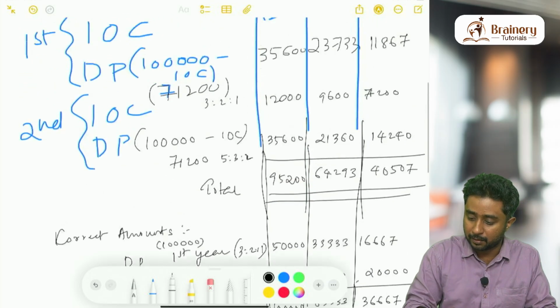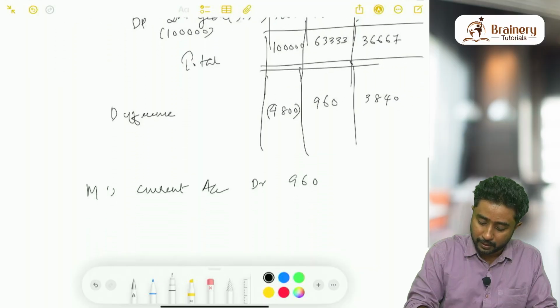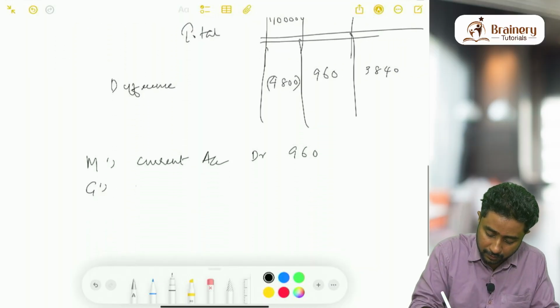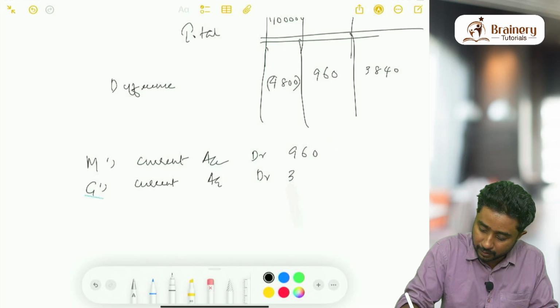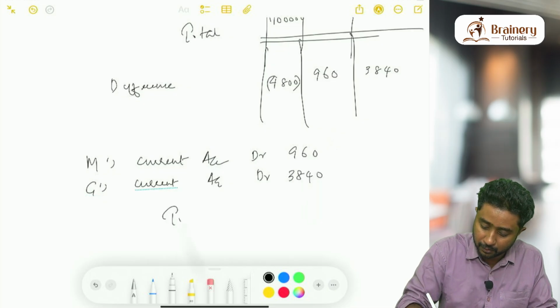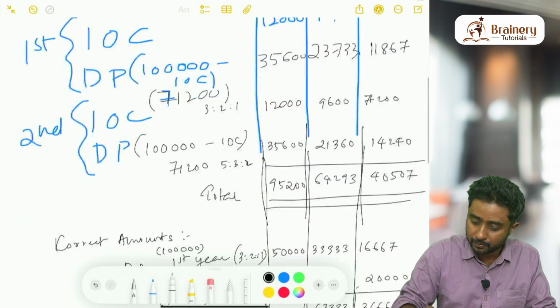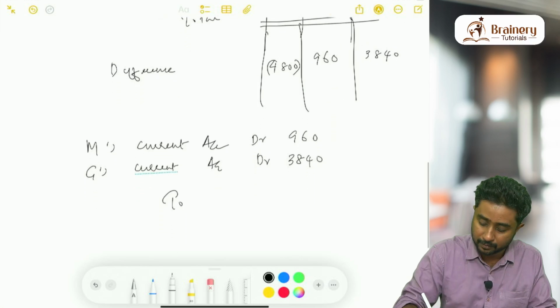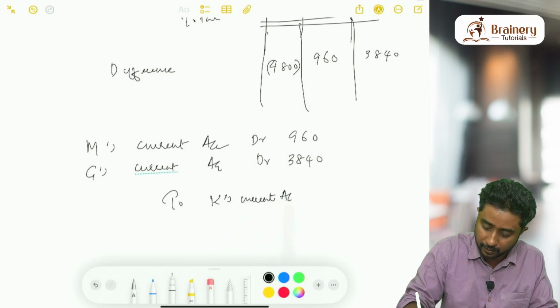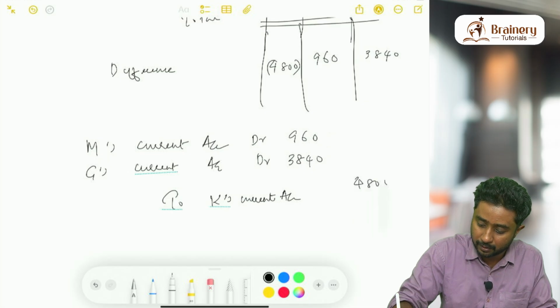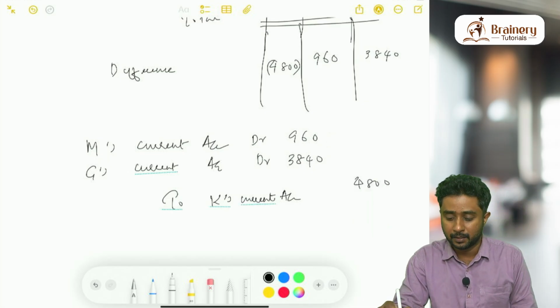The third partner's name was G. So next, G's current account debit, 3840. The first person's name was K. So K's current account, we will be writing 4,800 here.